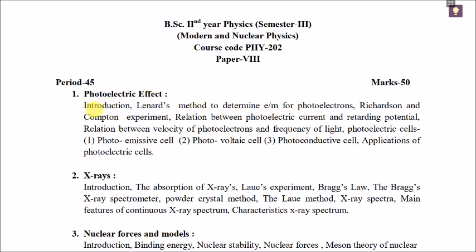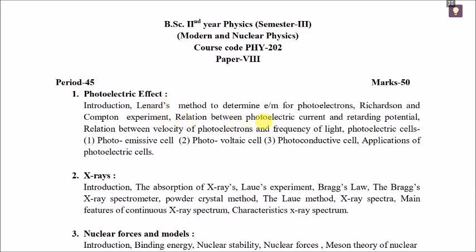For this, as an introduction, we have Lennard's method to determine e by m of photoelectrons. By using this Lennard's method, we can determine the ratio of charge to mass for the electron, also called photoelectrons, as the electrons ejected by the photons are called photoelectrons. Then in the next part, we are going to discuss Richardson and Compton experiment, which will explain what the photoelectric effect is and what actually happens in the photoelectric effect.